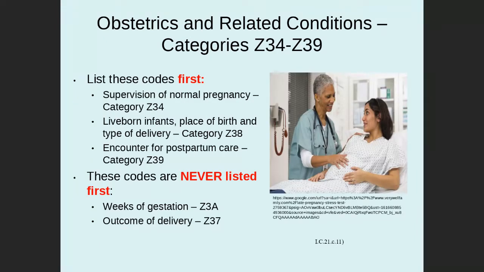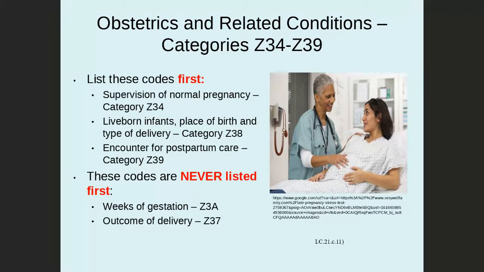Obstetrics and related conditions are in category Z34 to Z39. So again, some of the codes in this area are first, some of these codes are never first. So supervision of normal pregnancy, Z34. So this is for the pregnancy visit. They do the size check, and they do the urinalysis and weight, all of that, but there's nothing really wrong. So you have to have a diagnosis for that. So this is what you do, Z34.